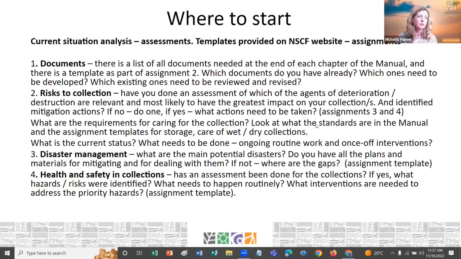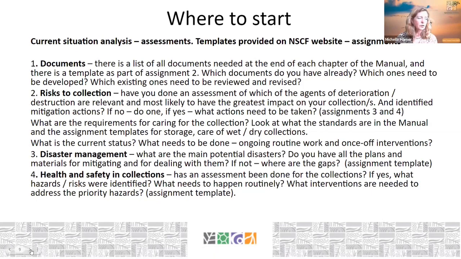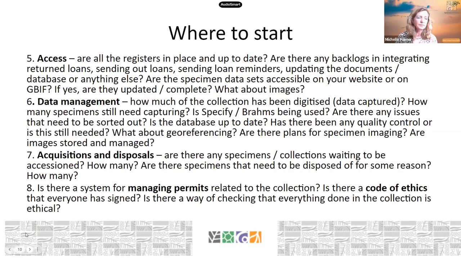And then the disaster management, there's also an assessment. So to go and look at what are the potential disasters for this collection. And then what are your plans? So what do you need to put in place? And then health and safety. So have you done a health and safety risk assessment? Have you identified the hazards that are there that need to be managed and monitored and controlled? What needs to happen routinely to manage those hazards for staff, and what interventions are needed? So there are templates for all of those 4 areas on the website. And that will help you identify what needs to be done.